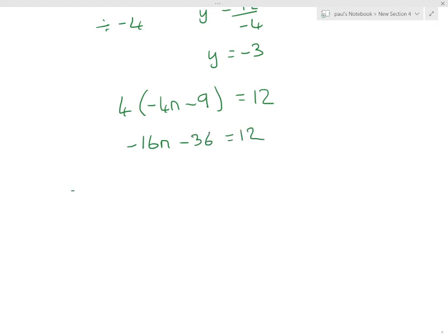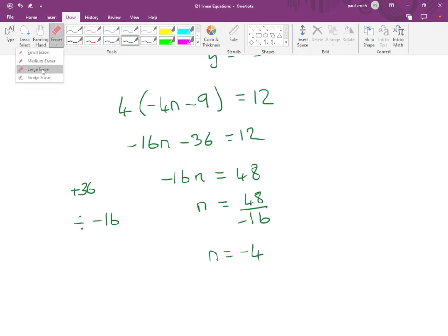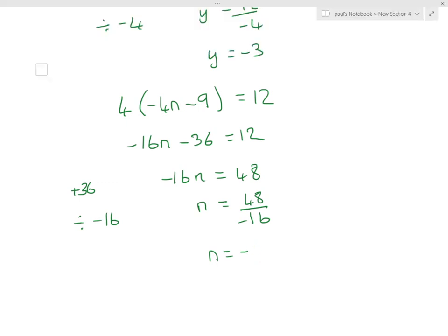So let's add 36 to both sides. Minus 16n is 48, and divide by minus 16. So n equals 48 divided by minus 16, which is... 4 16s are 48, so n will equal minus 4. 3 16s are 48, aren't they? 4 16s are 64. 3.